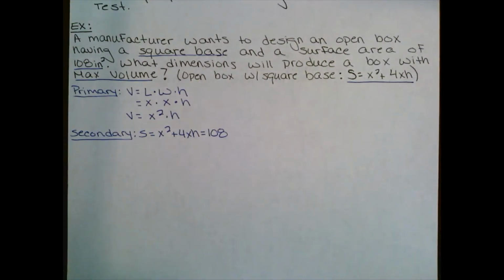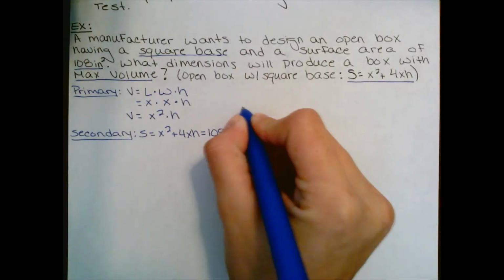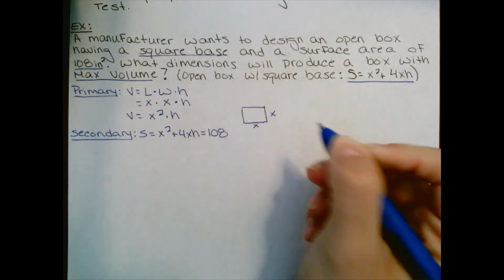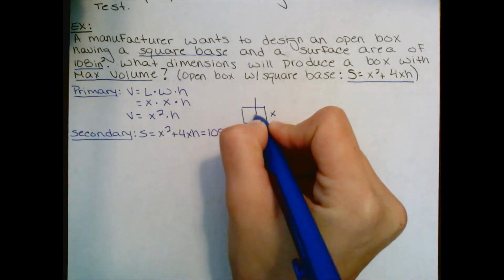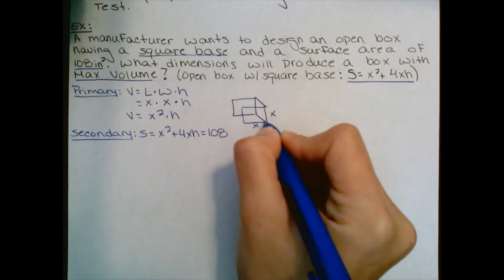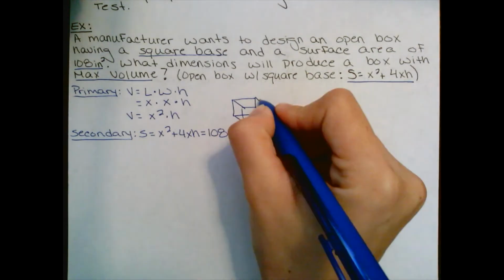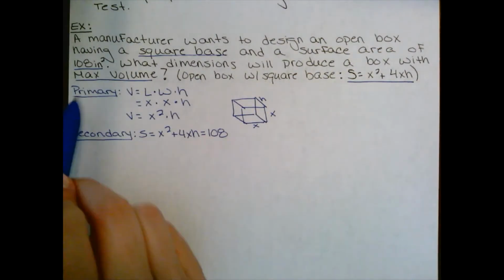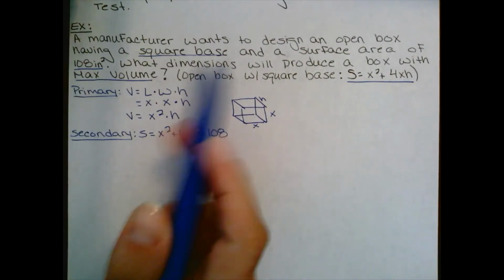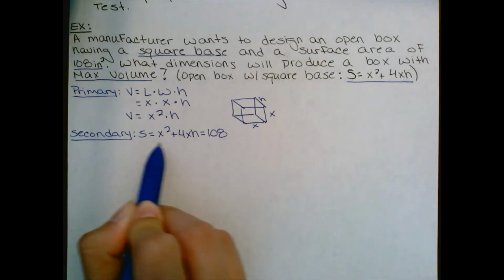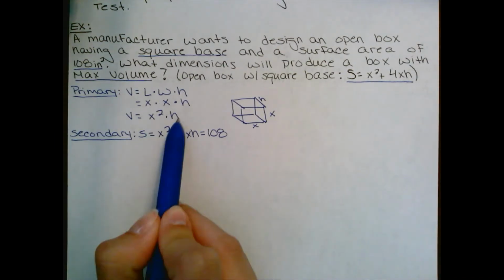So if we give a quick sketch, and bear with my drawing here, we have a square base, okay? And then the height could be something different. Okay? So now, again, we know this one's primary because they want us to find the maximum amount of volume, which means I'm going to try and rewrite this secondary equation to isolate either H or X so that I can plug it in here, and now I can have volume in terms of one variable.